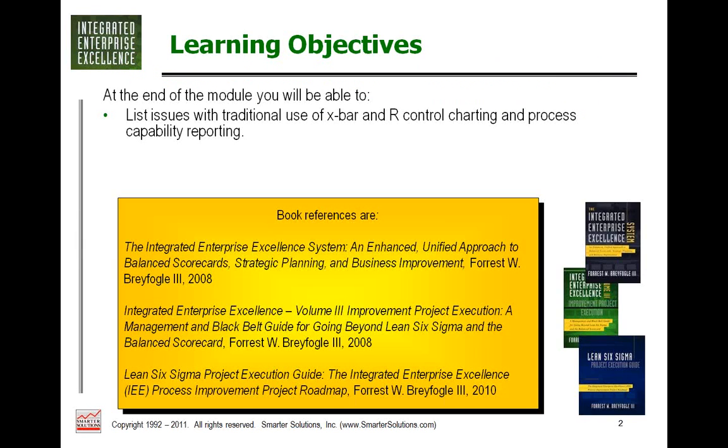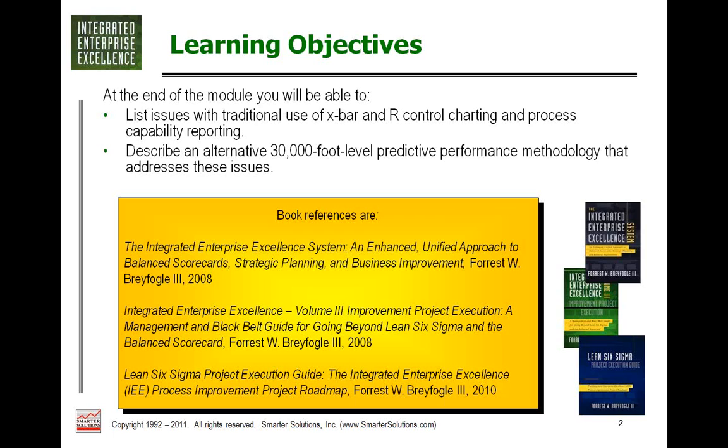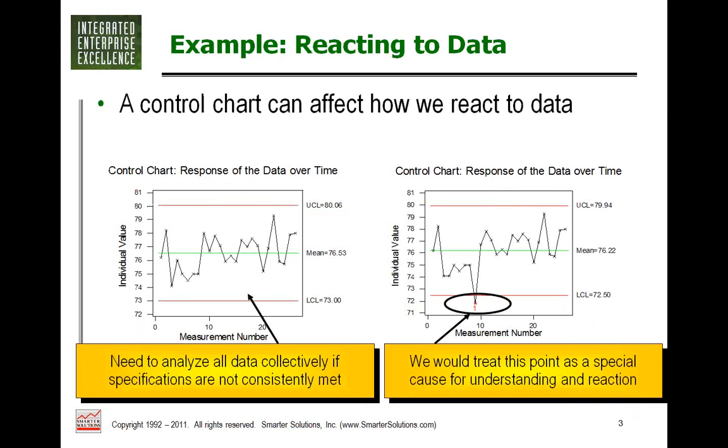So basically, the learning objectives are to list issues with the X-bar and R control charting and process capability reporting. We're just going to be laying it all out there. And then I'm going to describe an alternative approach, which I call the 30,000-foot level approach, which offers predictive scorecards. It's a methodology that can be applied not just to the manufacturing of widgets, but to how we measure throughout the organization. I'm suggesting you can then replace red, yellow, green scorecards. And I'm going to talk about how you can link these predictive scorecards within an overall business system.